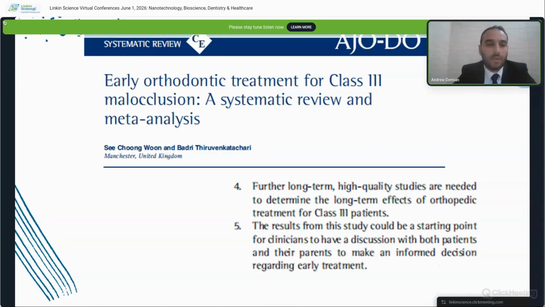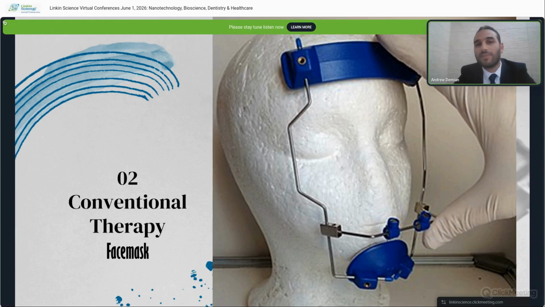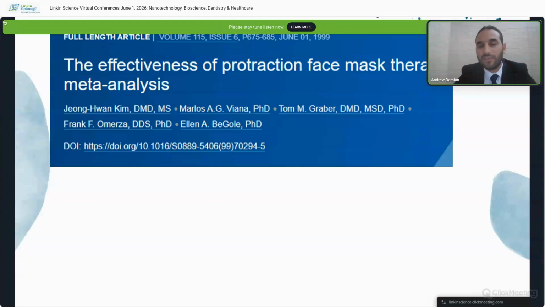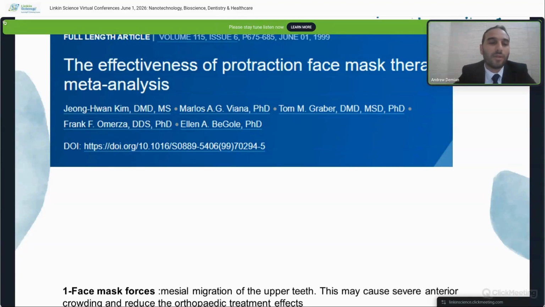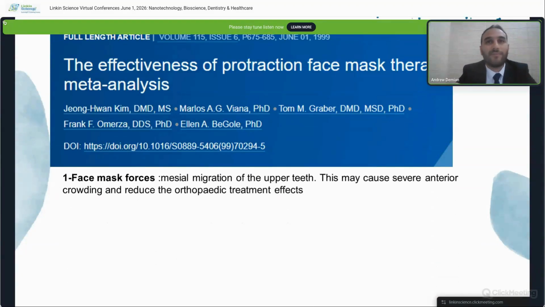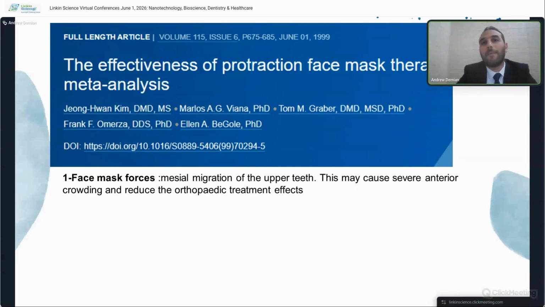Okay. So the conventional therapy that we are discussing is the face mask therapy. A lot of studies have shown that the face mask was extremely efficient in treating this, but it had a lot of side effects. First of all, because we rely on anchorage on the teeth itself, usually we have a mesial migration of upper teeth, meaning that all of the upper teeth move forward along with the maxilla, and we don't have a true skeletal effect.